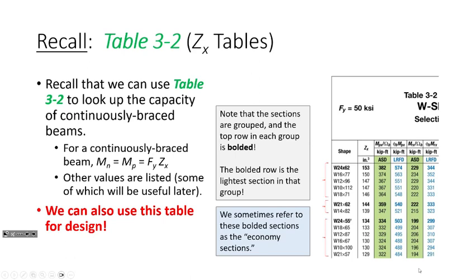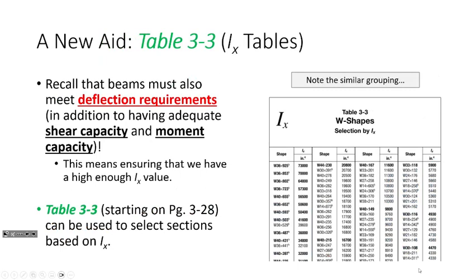Now, I'm going to throw another one at you, and this is Table 3.3. It's right behind Table 3.2, but if Table 3.2 organizes by Zx, Table 3.3 organizes by Ix. It's a much shorter table, and there's really nothing in it but the moments of inertia. But this is the table that you would utilize to select the section based on deflection requirements.